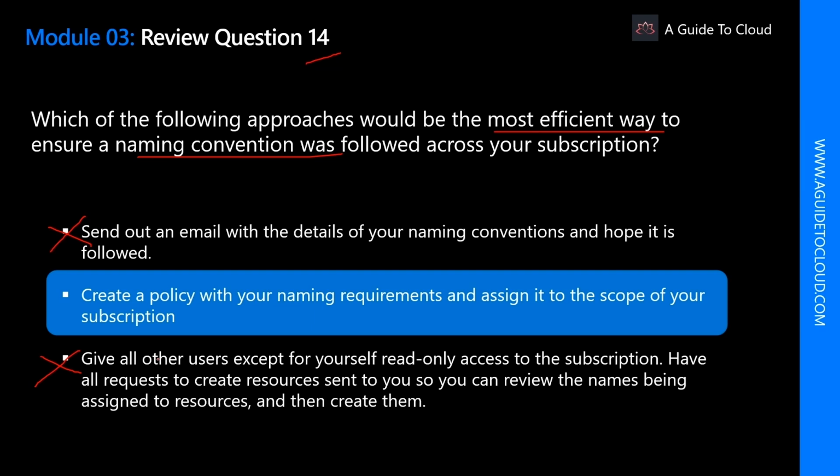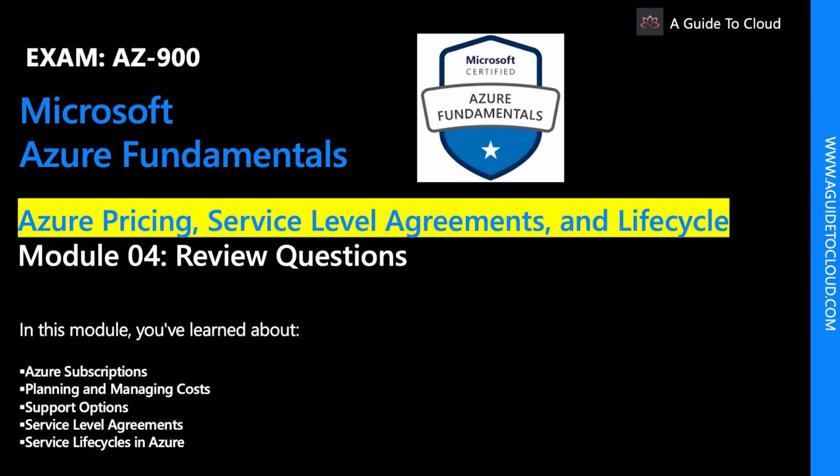Create a policy with your naming requirement and assign it to a scope of your subscription. Using Azure Policy ensures that you cannot only recommend a naming standard, but report on its adoption as well.